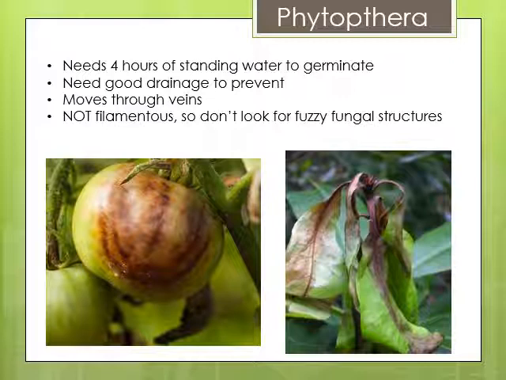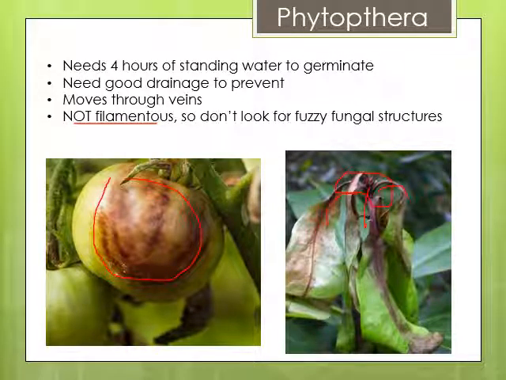Phytophthora is another one. This one does not have this part here. It's not filamentous, so you don't see any sort of fuzz on the structures. This is what it looks like in a tomato. This is what it looks like when it's infected an apical meristem and it's moved into these petioles. It's not so much in the roots per se. It's more in the stems and upper plant structures. It does move through the veins, and it happily moves through your irrigation water. So that's another one that we want to treat.